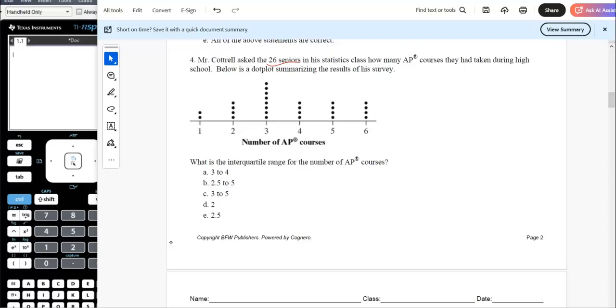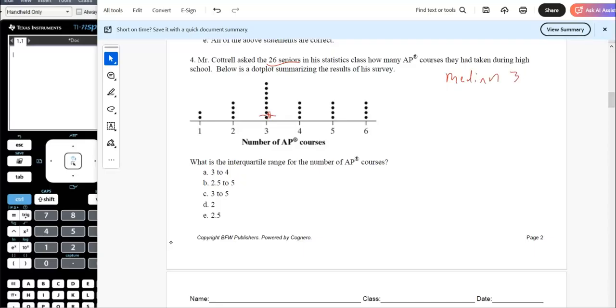So 1, 2, 3, 4, 5, 6, 7, 8. Wait, I have to count this out again. 5, that's 6, 7, 8, 9, 10, 11, 12, 13, 14. I think these two are in the middle. So right there is like the middle of the data. Best I can do. Okay, so 3 is the median. I don't think we need that, but I'm going to write it down.